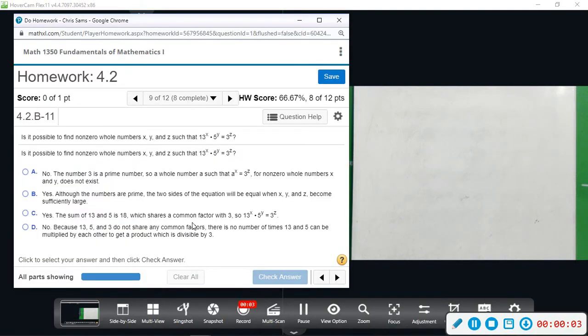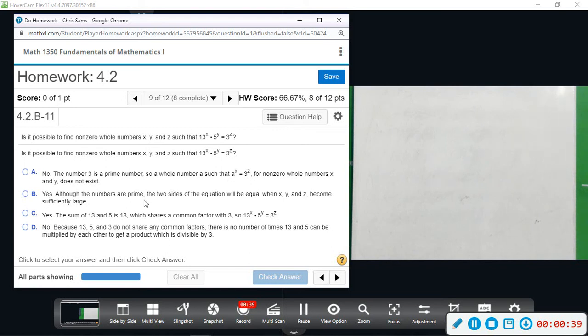All right, number 9. This is just a connection problem. I wanted to know, is it possible to find non-zero numbers x, y, and z so that 13 to the x times 5 to the y is equal to 3 to the z? And we have a couple of reasonings. So, no: 3 is prime, so whole numbers such that 13^x times 5^y equals 3^z for non-zero whole numbers x and y do not exist.